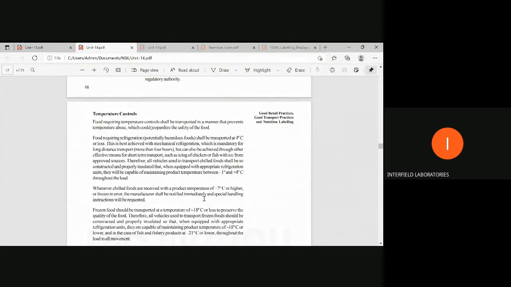Now the temperature controls. Food requiring temperature control shall be transported in a manner that prevents temperature abuse. Food requiring refrigeration shall be transported at 4 degrees Celsius or less. Mechanical refrigeration is mandatory for long distance transport. Whenever chilled foods are received with a product temperature of plus 7 degrees Celsius or higher, or frozen in error, the manufacturer shall be notified immediately and special handling instructions will be requested.